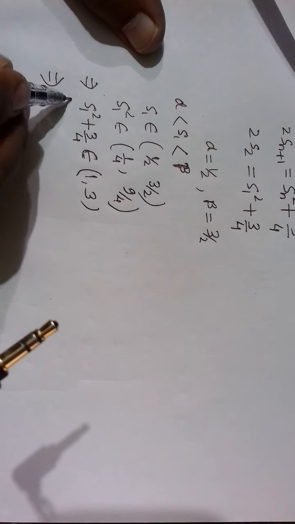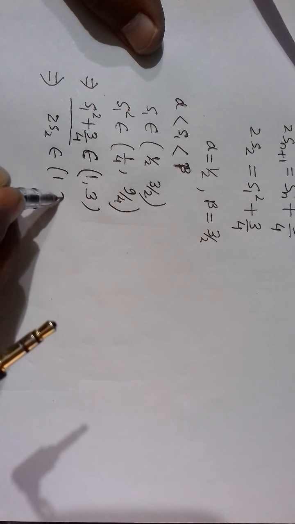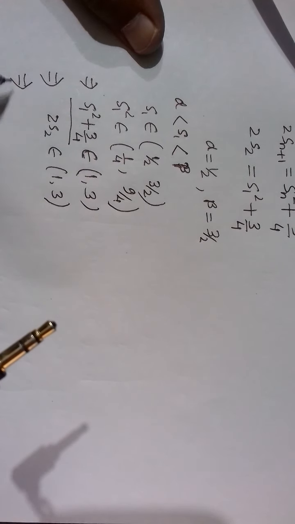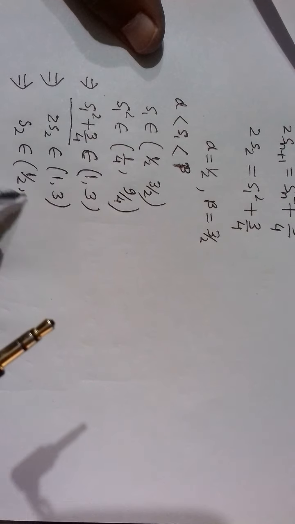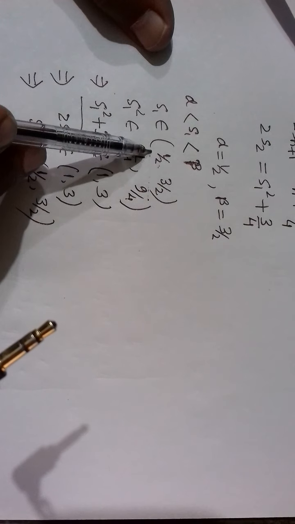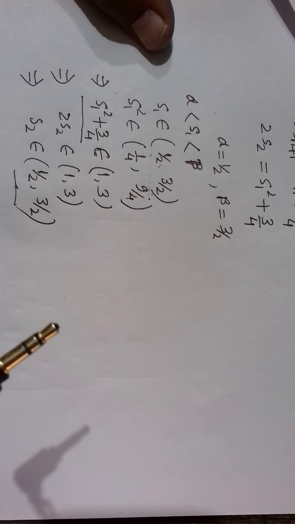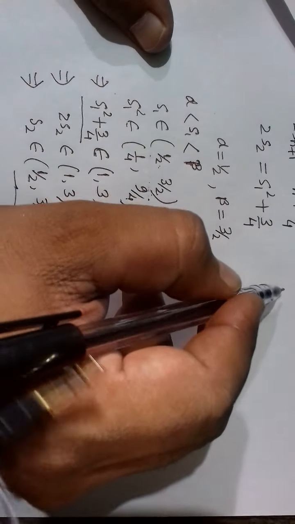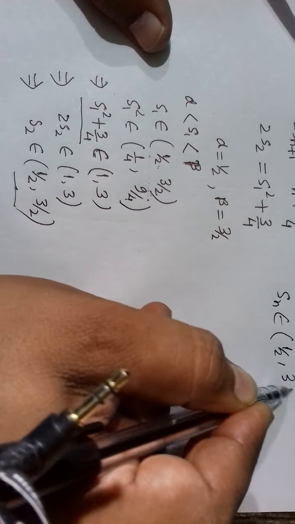Now in place of this we can write 2S2. 2S2 will lie inside this interval. This means that S2 will lie inside 1 by 2 to 3 by 2. You see that S1, the same interval. This means that S1, S2 lie in the same interval. In this way you can say that all the terms S1, S2, Sn all lie in the same interval.